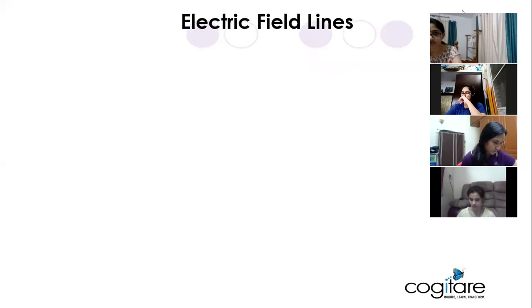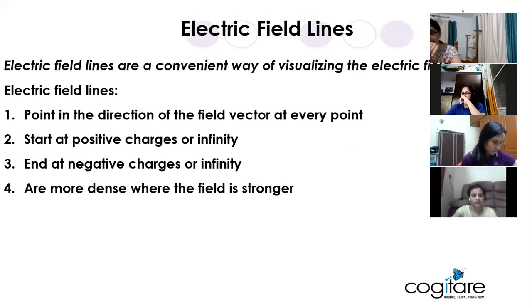So we have discussed a little more about the field lines. They point in the direction of the electric field vector. The line follows the field. It starts at a positive charge or at infinity, and it ends at a negative charge or at infinity. The lines are more dense when the field is stronger.